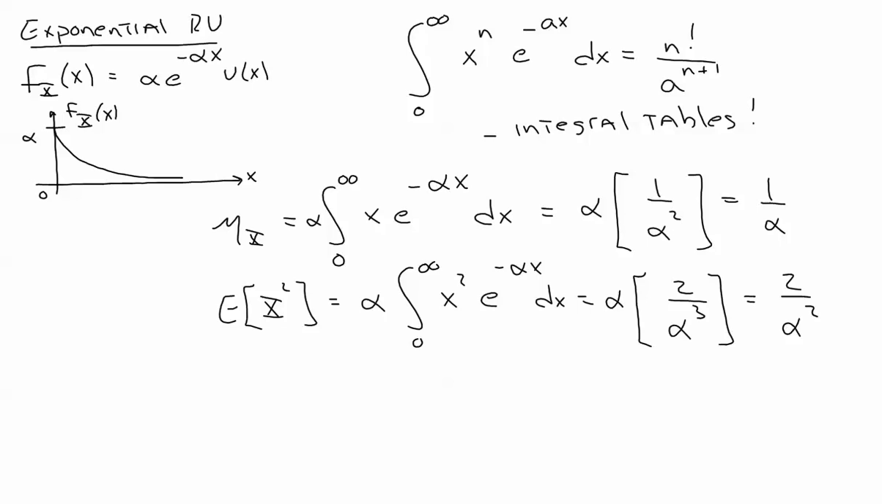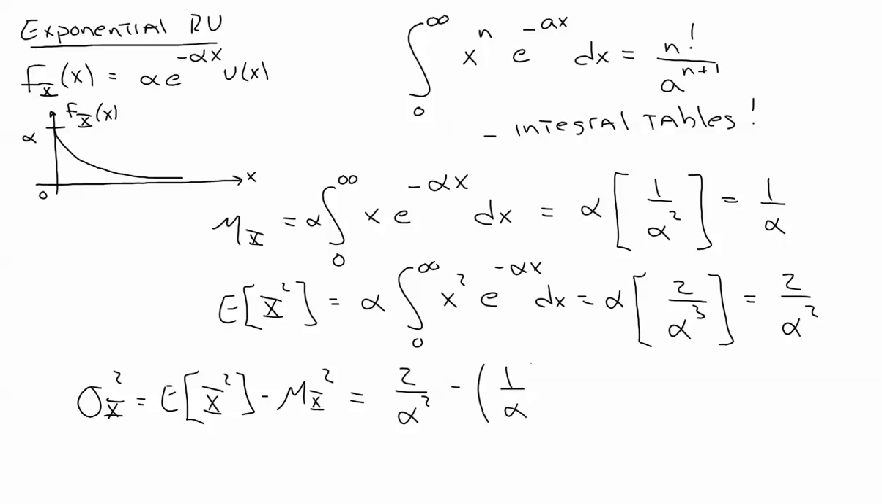And then I can find my variance. I'm always going to use my handy shortcut relationship for finding variance if I can. Need to capitalize that to make that my random variable. This is going to be 2 over alpha squared minus the quantity 1 over alpha, squared. Simplify that, and I just get 1 over alpha squared.